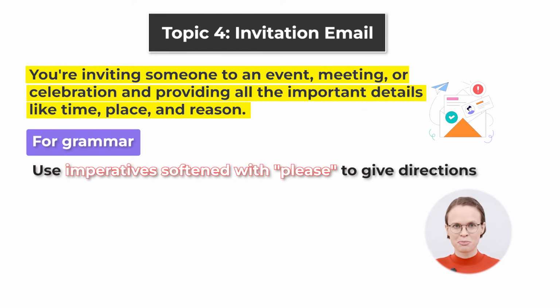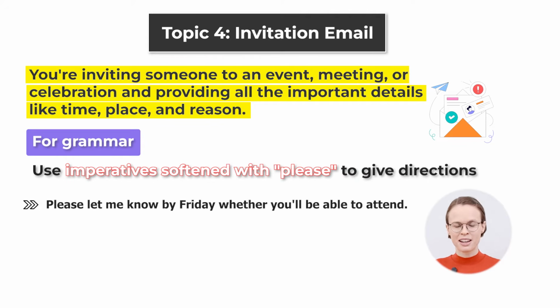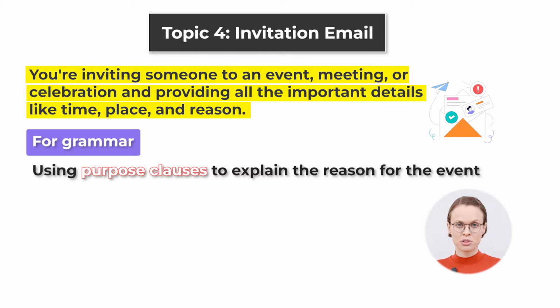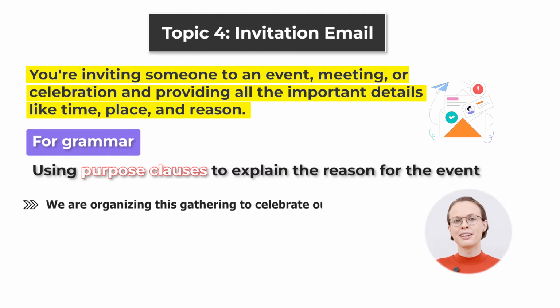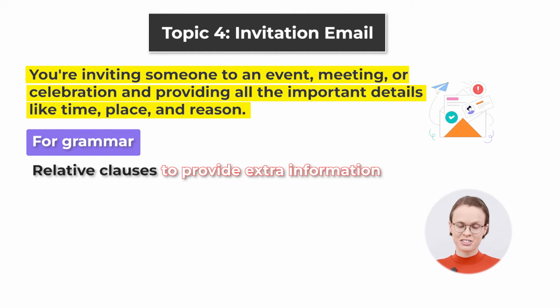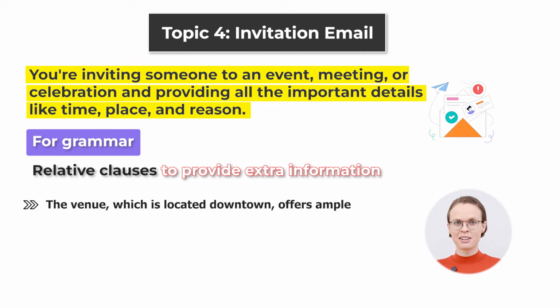You can also use imperatives softened with please to give directions, such as please let me know by Friday whether you'll be able to attend. Another effective technique is using purpose clauses to explain the reason for the event. For example, we are organizing this gathering to celebrate our colleague's promotion. Additionally, try relative clauses to provide extra information. The venue, which is located downtown, offers ample parking for guests.